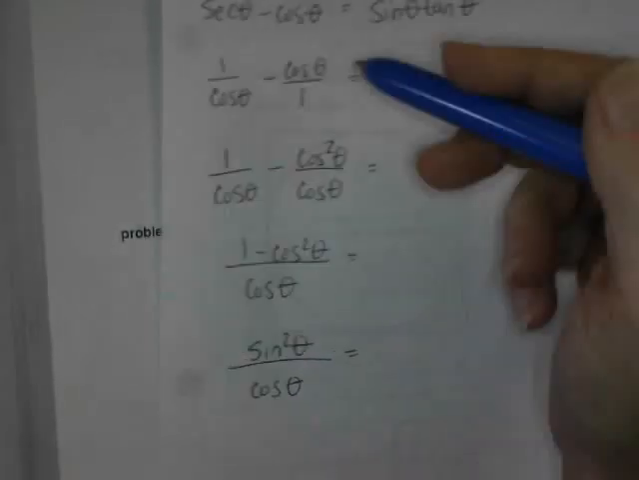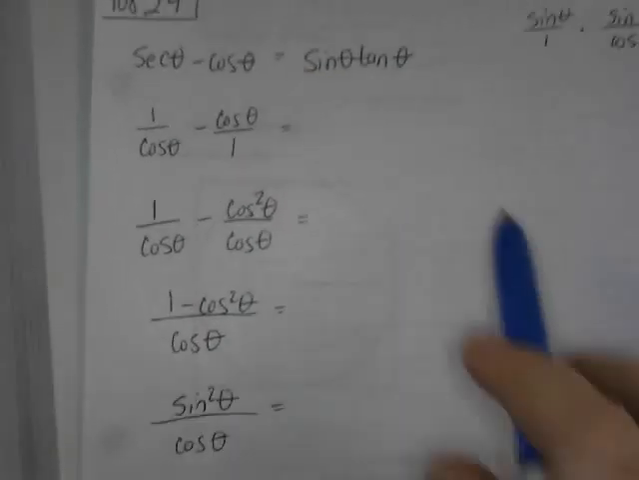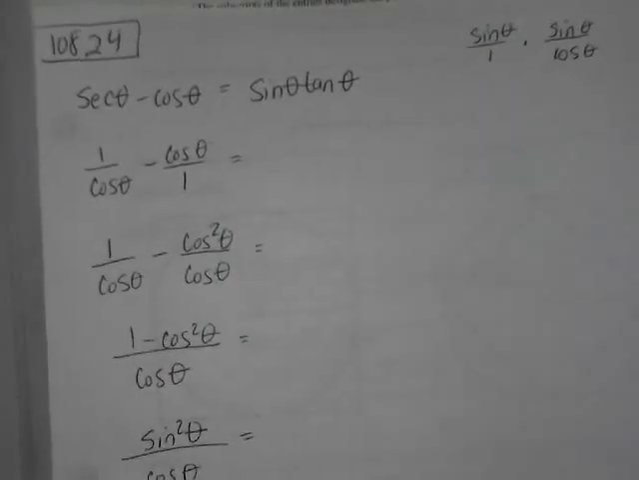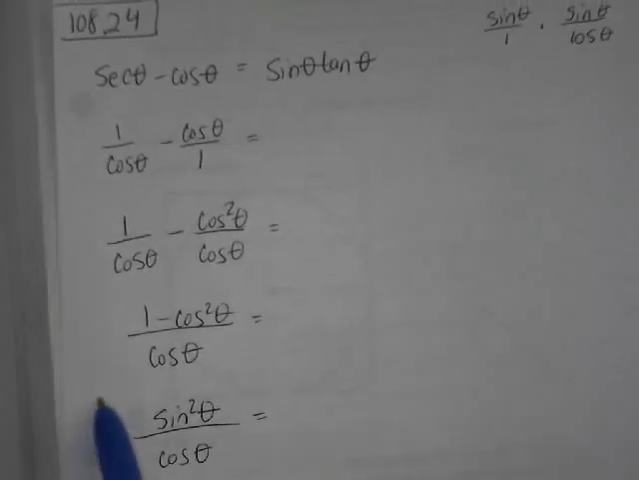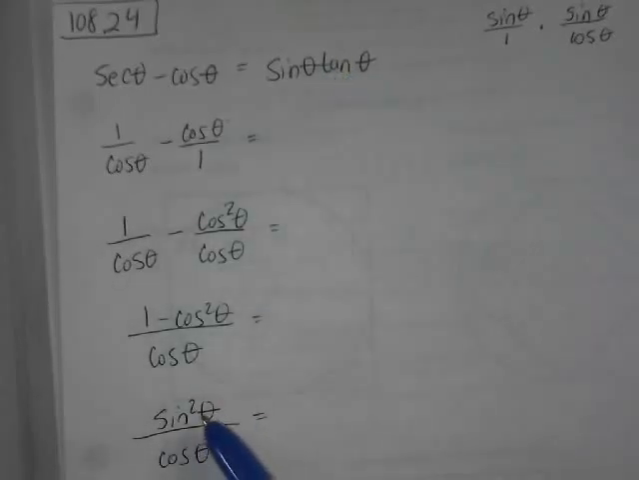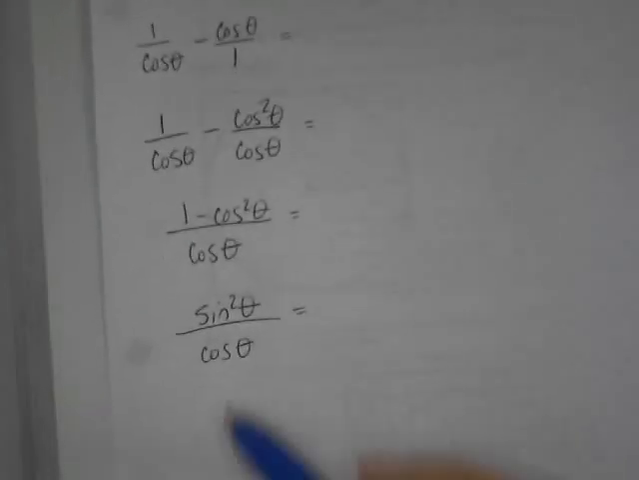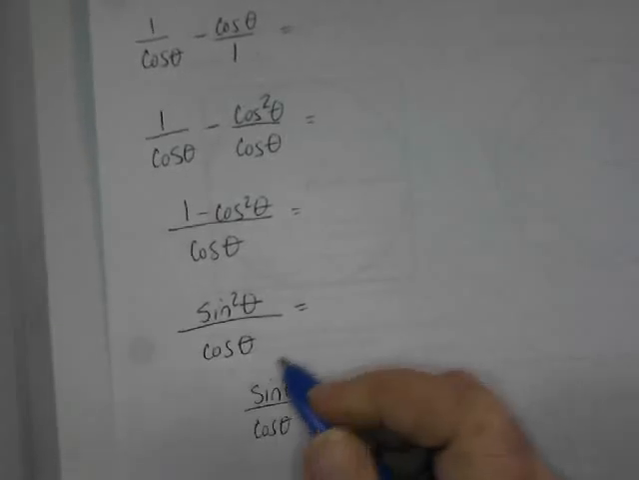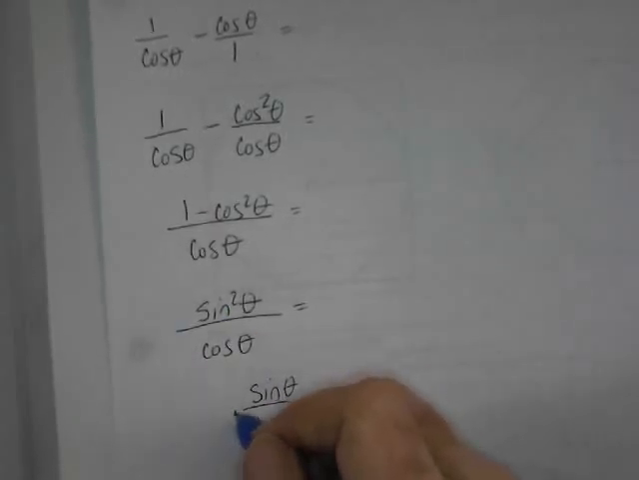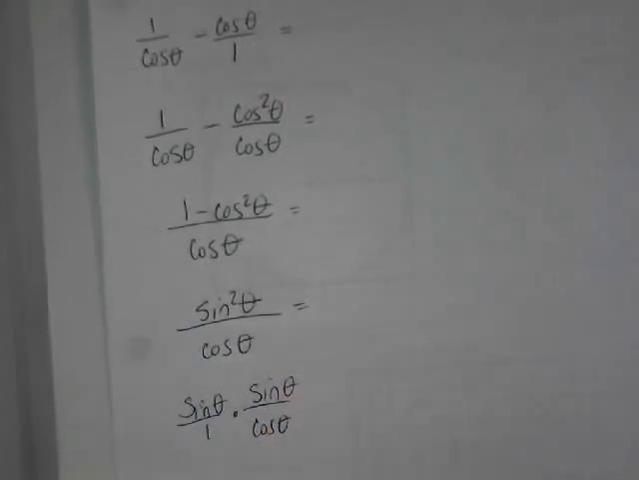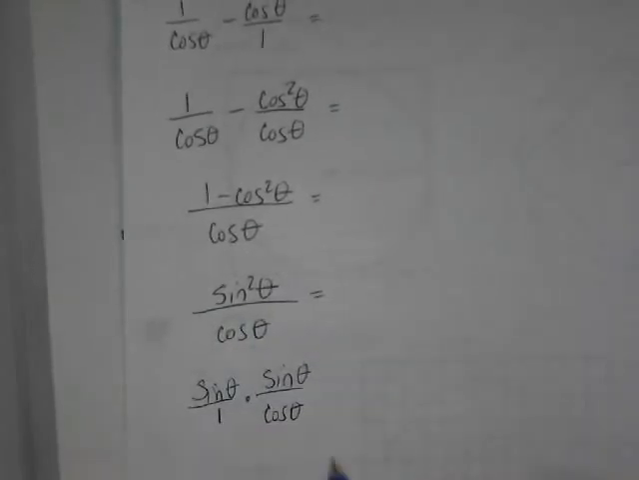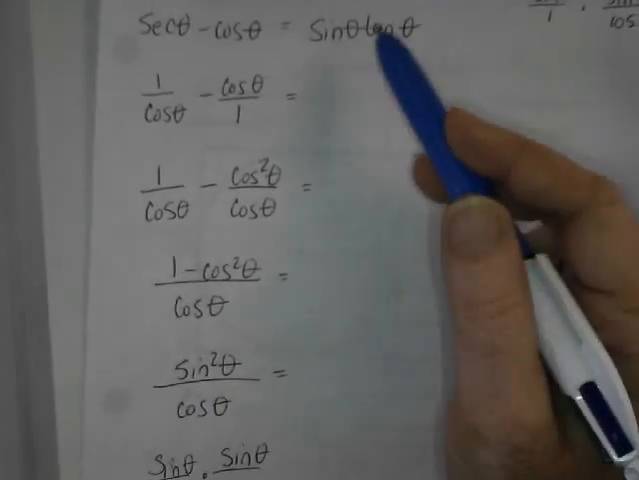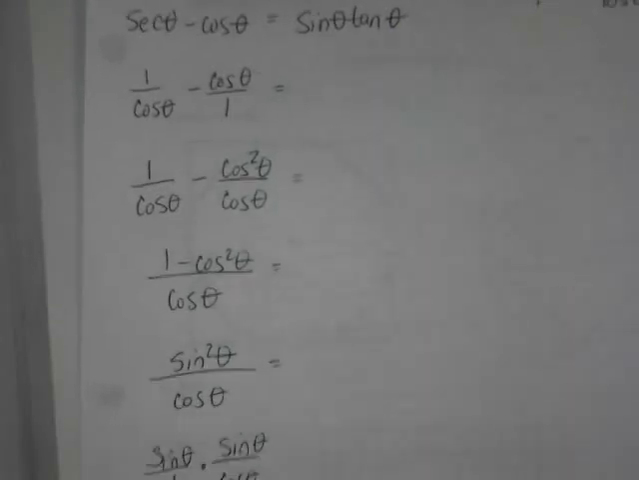I know you're supposed to work the left-hand side to make it match the right-hand side, but you kind of work the right-hand side a little bit too. So then I can rewrite this as, I want there to be a tangent. So I'll take one of these sines over cosine, so I'll go like this. And then this one, I'm just going to leave the sine by itself. I can do that. That's okay. I didn't break any rules. And I'm trying to make it equal sine theta tangent theta.